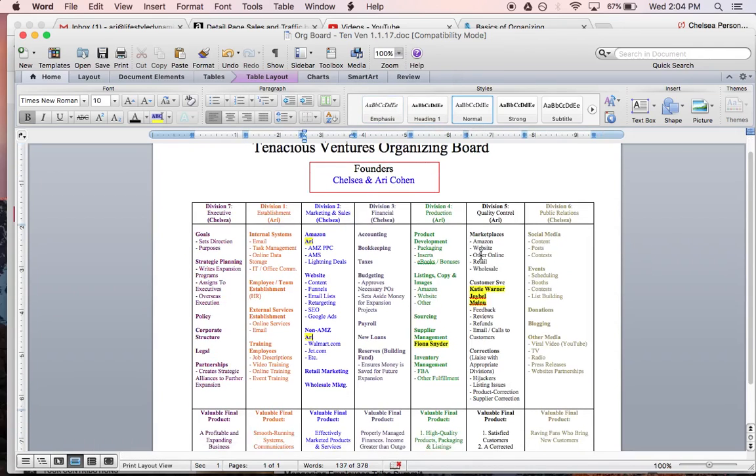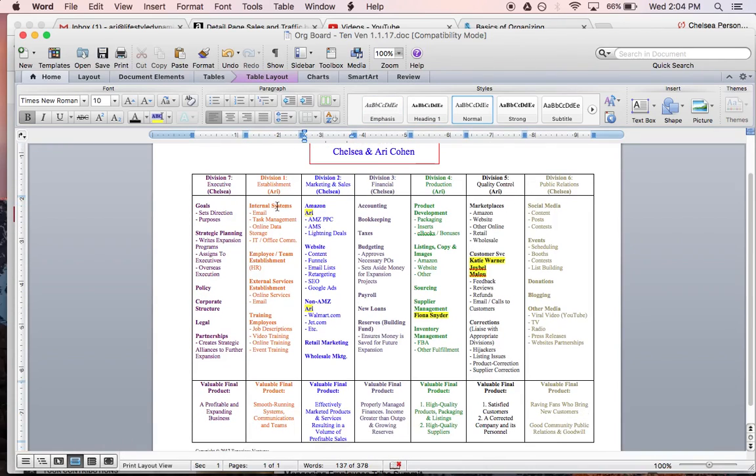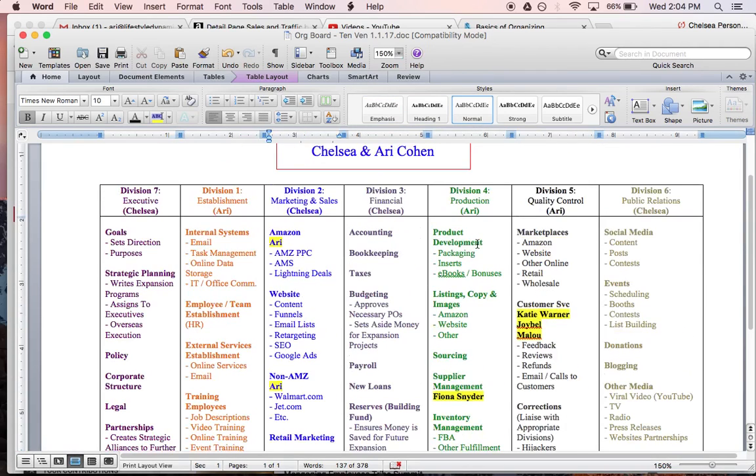I know that's a little small, but that way you can see everything from top to bottom. So here we have Division 7, and this is called the Executive Division. Actually, I'm going to zoom back in, and I'll just scroll down as needed. So at the top, we have the name of each of the 7 divisions. And as you know, it starts with 7. It doesn't start with 1.